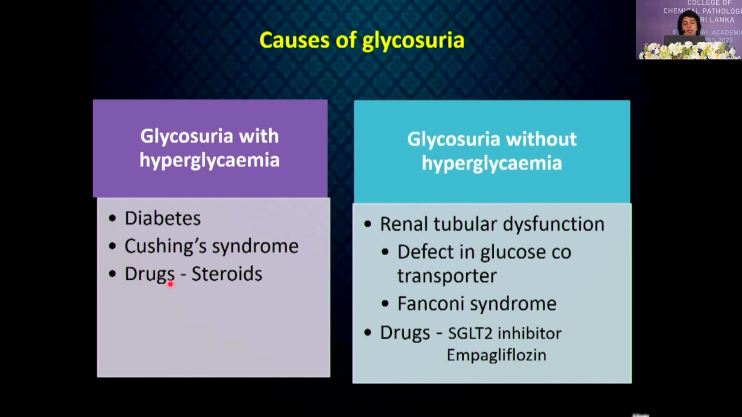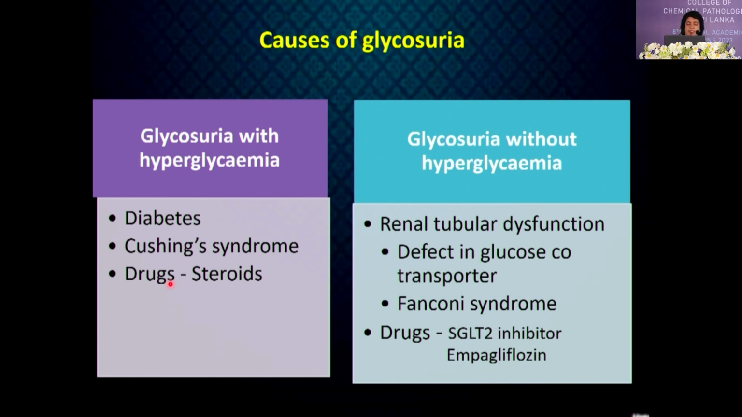Glycosuria without hyperglycemia is due to renal tubular dysfunction, either due to a defect in the glucose cotransporter or Fanconi syndrome. What is Fanconi syndrome? Fanconi syndrome is a proximal tubular defect. It causes malabsorption of substances which are usually absorbed by the proximal tubule. In Fanconi syndrome, the patient will excrete large amounts of glucose, amino acids, bicarbonate and phosphate in the urine.